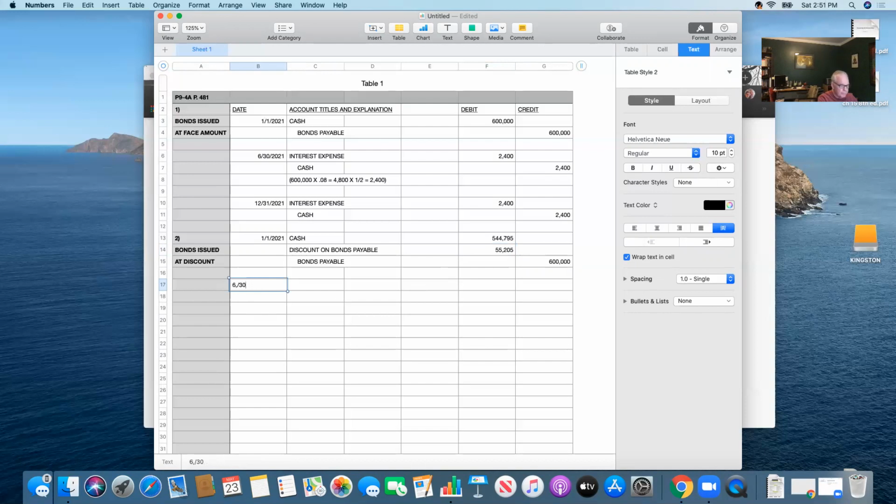So 6/30/2021, we are going to debit interest expense. How are we going to calculate interest expense? We take the carrying value times the market rate. What was the market rate? 9%. What does that come out to? I've got to get my nifty calculator out.